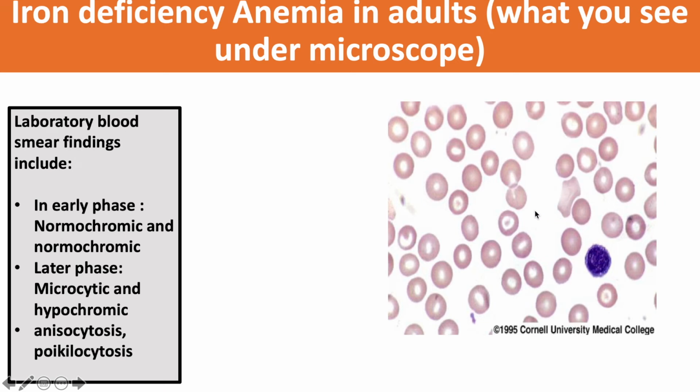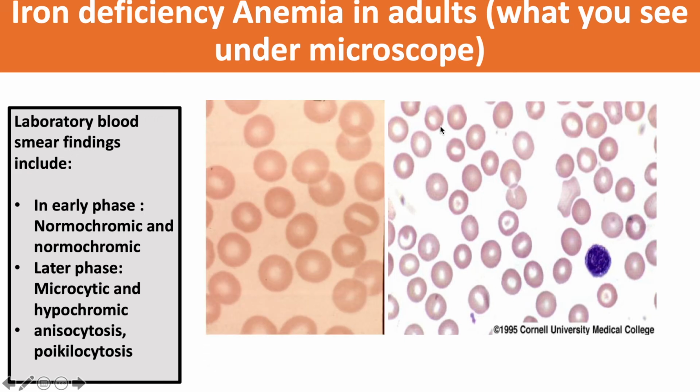You can see microcytic because the red blood cells are quite small, and you will see hypochromic because they're not very dark. Anisocytosis because you can see various variations in the width of the red blood cells. On the left, you see a more normochromic one. So this is how a normal person's blood smear or a normal red blood cell is meant to look.